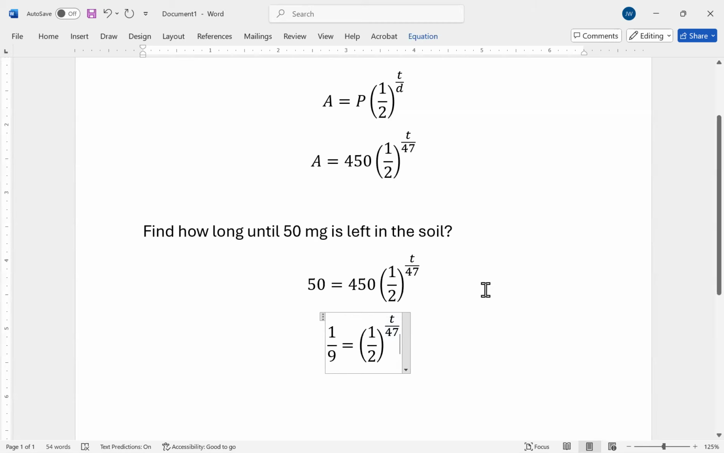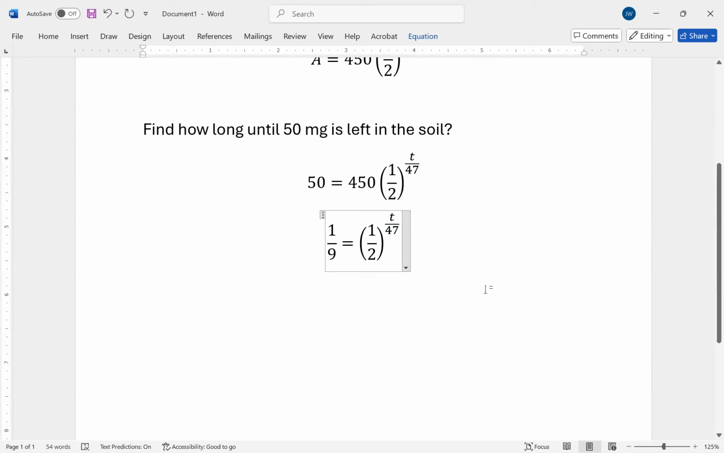And then I have this. 1/9 is equal to 1/2 raised to the T over 47. And then I can either apply natural log to both sides, or I can take log base 1/2 of both sides. I think right now I'll just apply natural log to both sides.